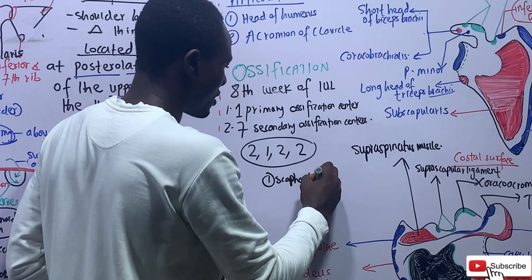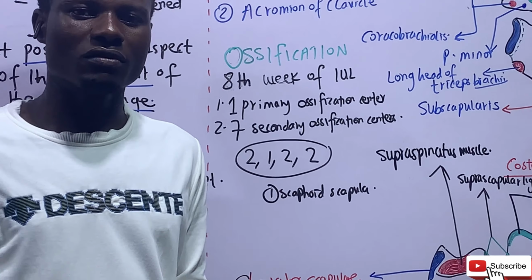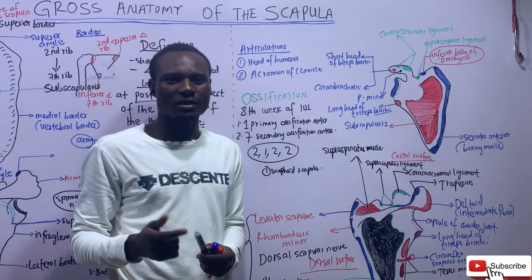Scaphoid scapula. So the medial wall of the scapula can be too concave. This increase in the degree of bend or concavity is what is called scaphoid scapula.